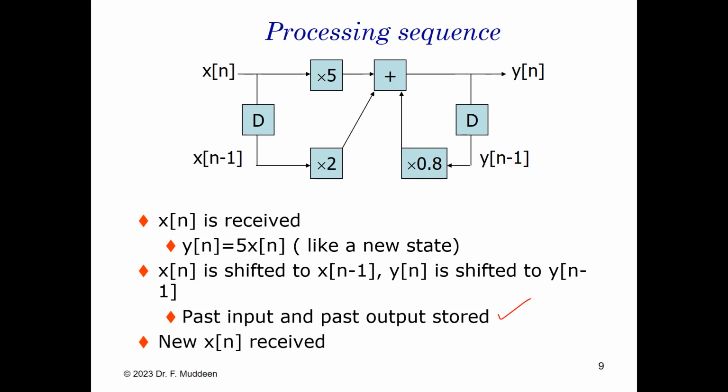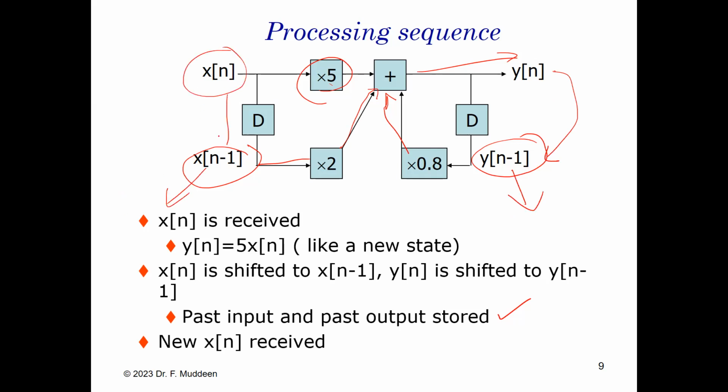The new x[n] is received, and it will be multiplied by 5. The old x[n], the last value, will be multiplied by 2. We're going to add that. And the output that it had just before, you multiply it by 0.8 and add that up, and then you get the output. Then that new output goes here. This old one goes to the trash bin. This goes to the trash bin. This one goes here. And then the third value of x[n] comes in, and so you keep going on. Make sense?